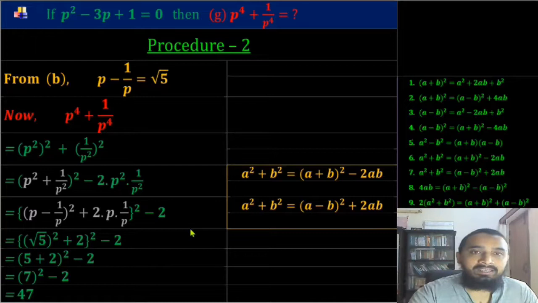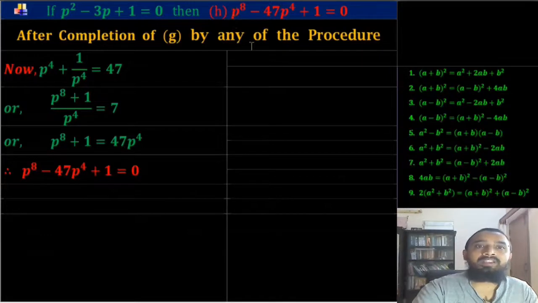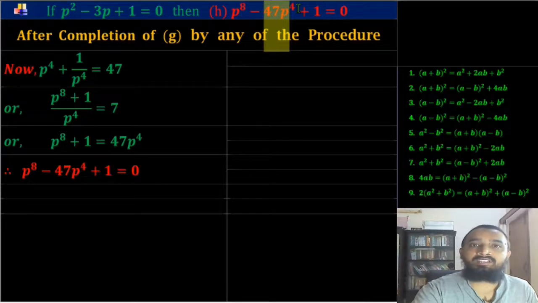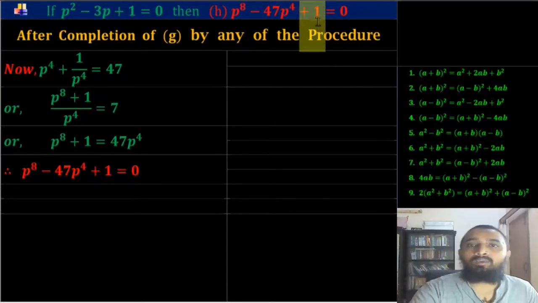Okay, let us move forward to the next problem. This time we need to find the value of p⁸ − 47p⁴ + 1. Look here, the index is 8. For the second term, the index is half of the first term, that means 4. On the third term, the index vanishes. We discussed this problem earlier, that we need to just think about the sign. What is the sign before 1? The sign before 1 is plus.